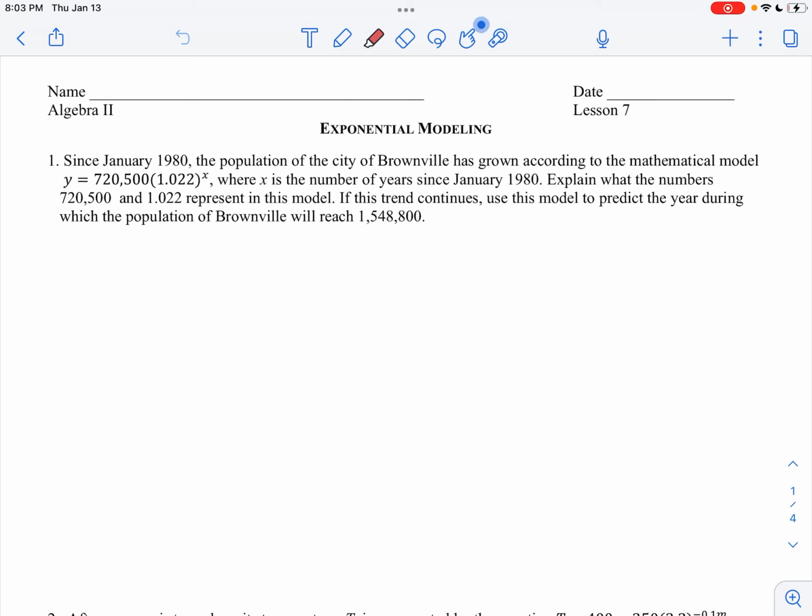Okay, so they give you a function here, and they tell you that since January 1980, the population of this city has grown according to this mathematical model. We have X being the number of years since January 1980. Explain what the numbers mean and represent in this model. So the 720,500 and the 1.022. So if you were thinking that the 720,500 was the initial population, that is correct.